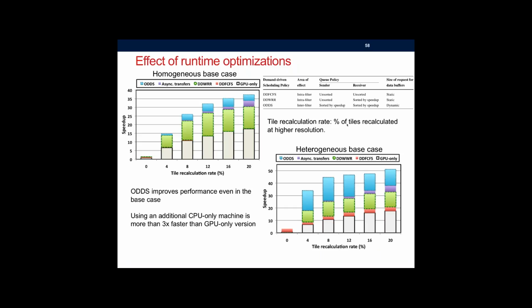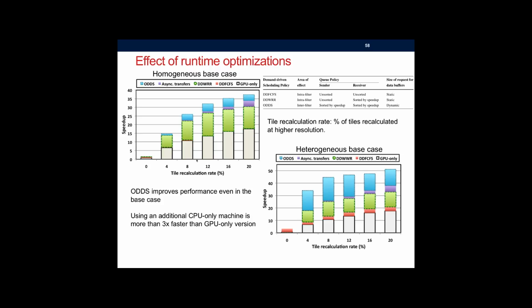Yet another busy slide. Tile recalculation rate means the times that we go to the higher resolution. So as that increases, we need to process bigger and bigger tiles. If you just look at the top left chart and the bottom white bars, that's how much time it takes versus how much speed up I get with GPU only processing. On top of it, I have some workflow optimizations, which includes how to efficiently use pipelining and overlapping computations and communications, which we don't need to go into detail.